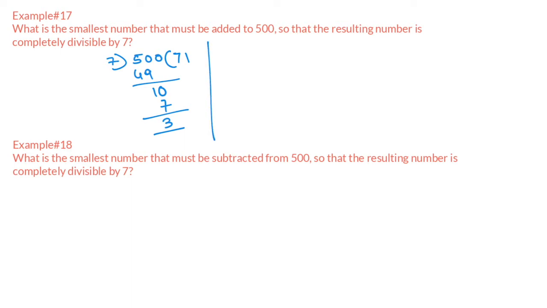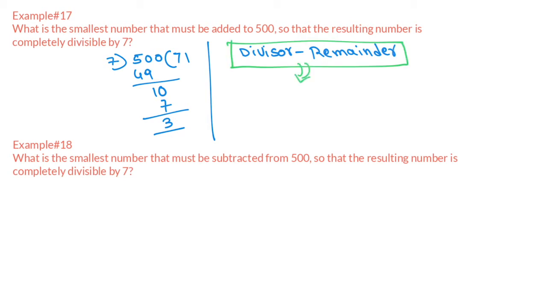Here we have to find out a number that must be added to this 500 such that the resultant number is exactly divisible by 7. That is simple. Let us take your divisor value and subtract your remainder from that. And whatever the value we are getting, add that value to your number.